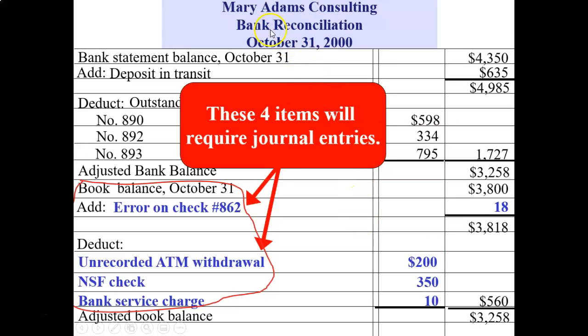Now, going back to our bank rec that we had figured out, the 3,258, here's the book side down here. We have 4 things that we put on: this error, the ATM withdrawal, NSF check, and the bank service charge. These 4 things are on the book side. I will need 4 different journal entries, one for each one of these things.